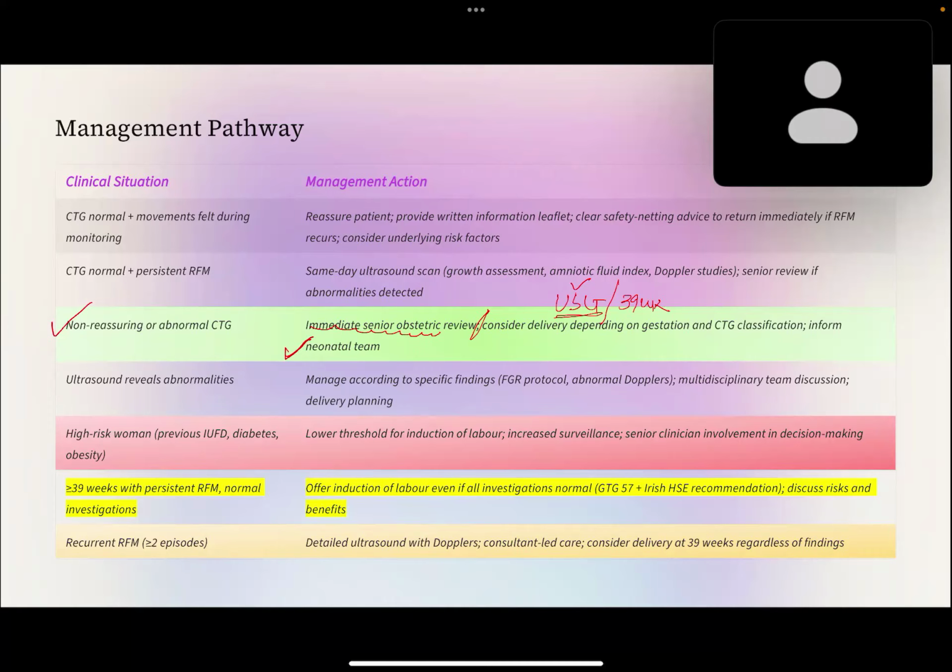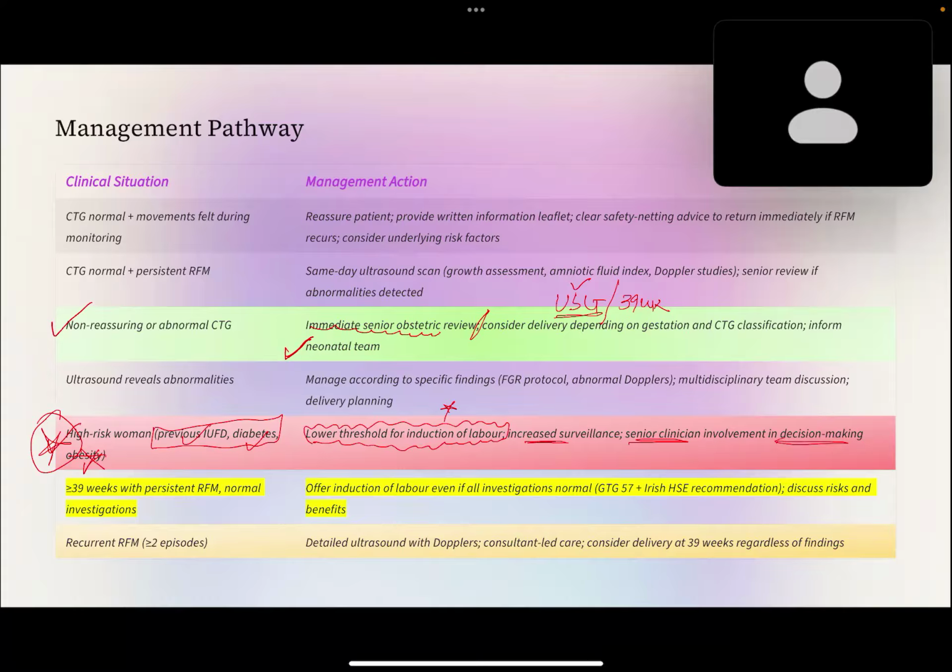Then high risk women, like our case was this, right? We made her high risk: obesity, diabetes, and IUFD. Obesity I skipped, but again, these risk factors make her high risk. So what do you do? Low threshold for induction of labor, and backup for the cesarean. Low threshold for cesarean. Then increased surveillance, senior clinical involvement in decision making, which you already did.